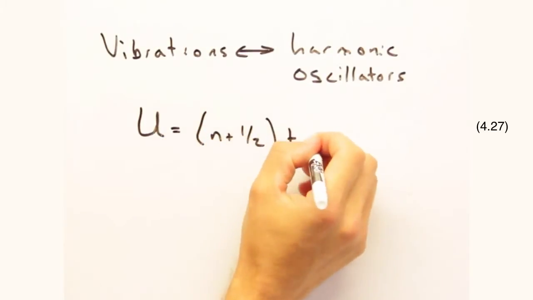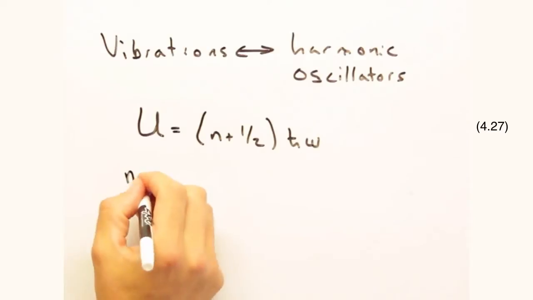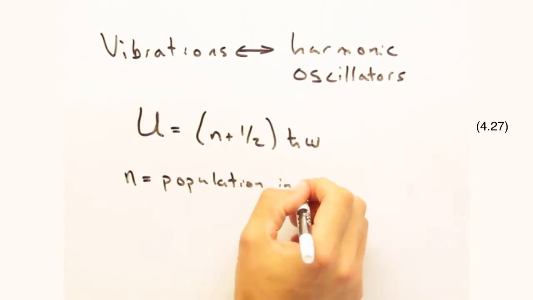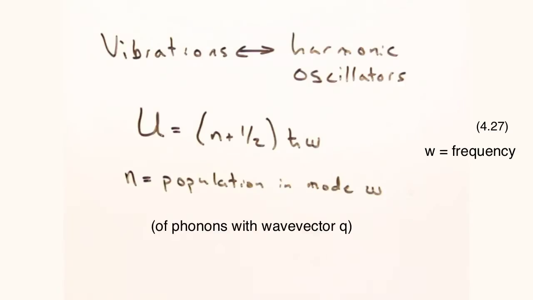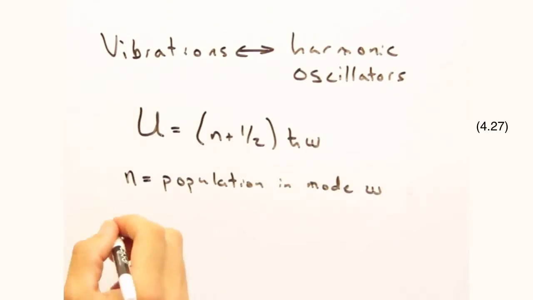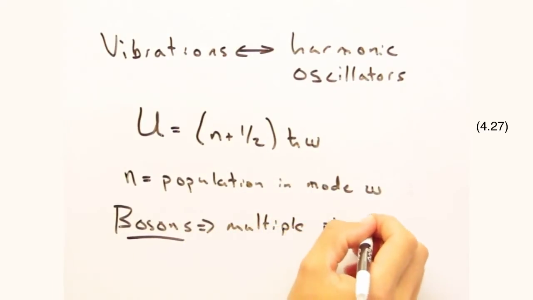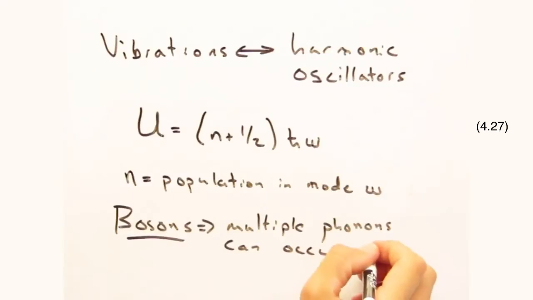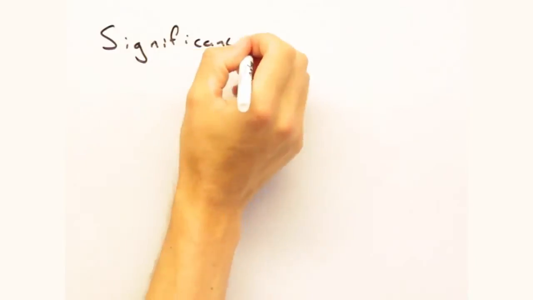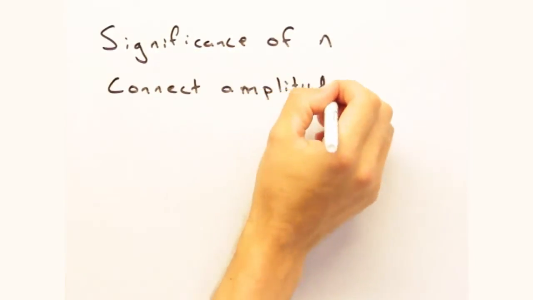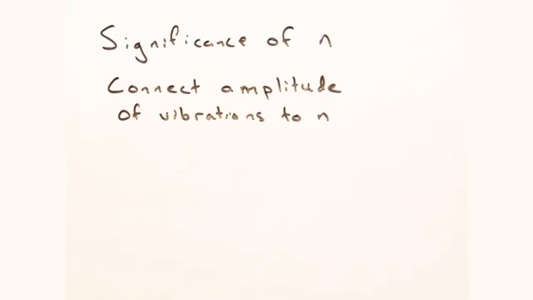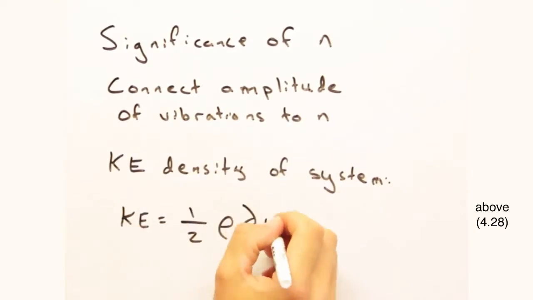And the energy of a particular mode for a harmonic oscillator is given as U is n plus a half h bar omega, where omega is the frequency of the oscillation, and n in this case would be the population of the phonons in a particular mode of wave vector q. On the other hand, phonons also behave like photons. Both are bosons, so multiple states of the same energy can exist in a given system. Also like photons, the amplitude of vibrations in the lattice is related to n, the number of phonons with a particular wave vector q. We can actually prove this by looking at the kinetic energy density in our system.